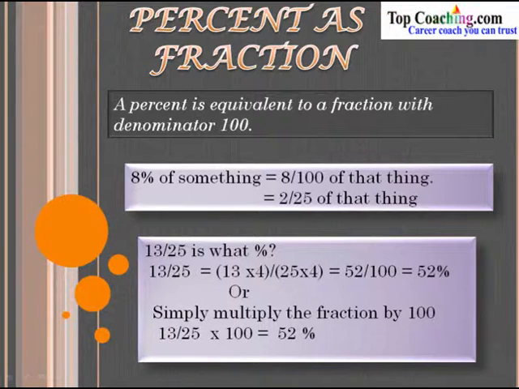Instead of multiplying and dividing by 4, you can simply multiply the fraction by 100 and directly get the answer. So 13 by 25 into 100 will be equal to 52%. Whenever you have a fraction and you want to convert it into a percent, simply multiply it by 100. You'll get the answer in percentage. And if you want to convert a percent into a fraction, divide it by 100.